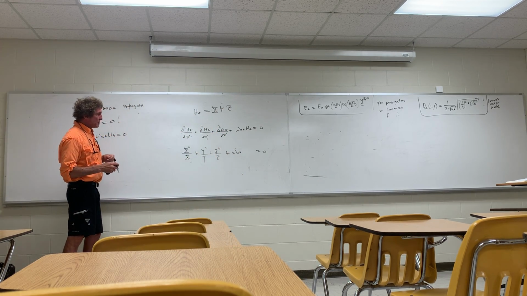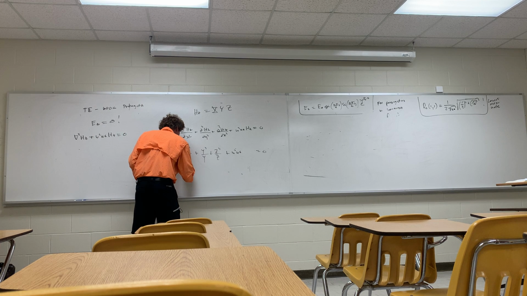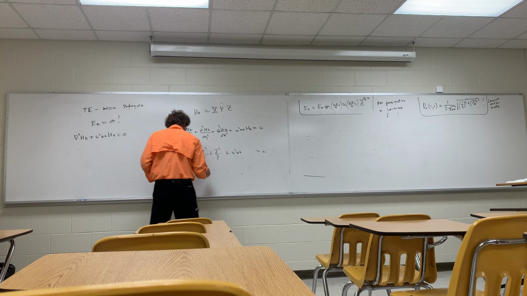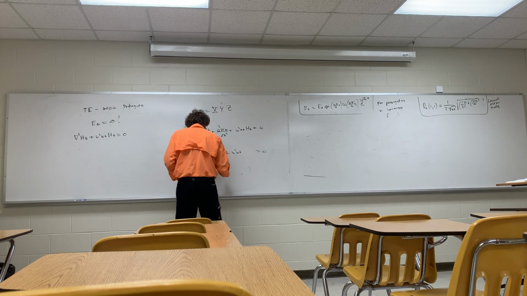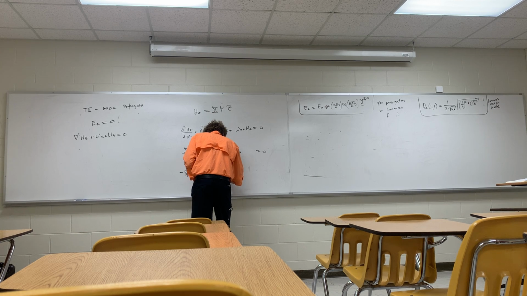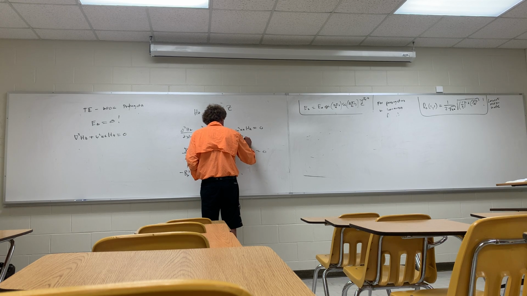That omega squared mu epsilon is beta unguided squared. And now the only way, again, for this to work is if this is a constant, and that is minus beta x squared. This is a constant, minus beta y squared. This is a constant, minus beta z squared, and this is just beta unguided squared.